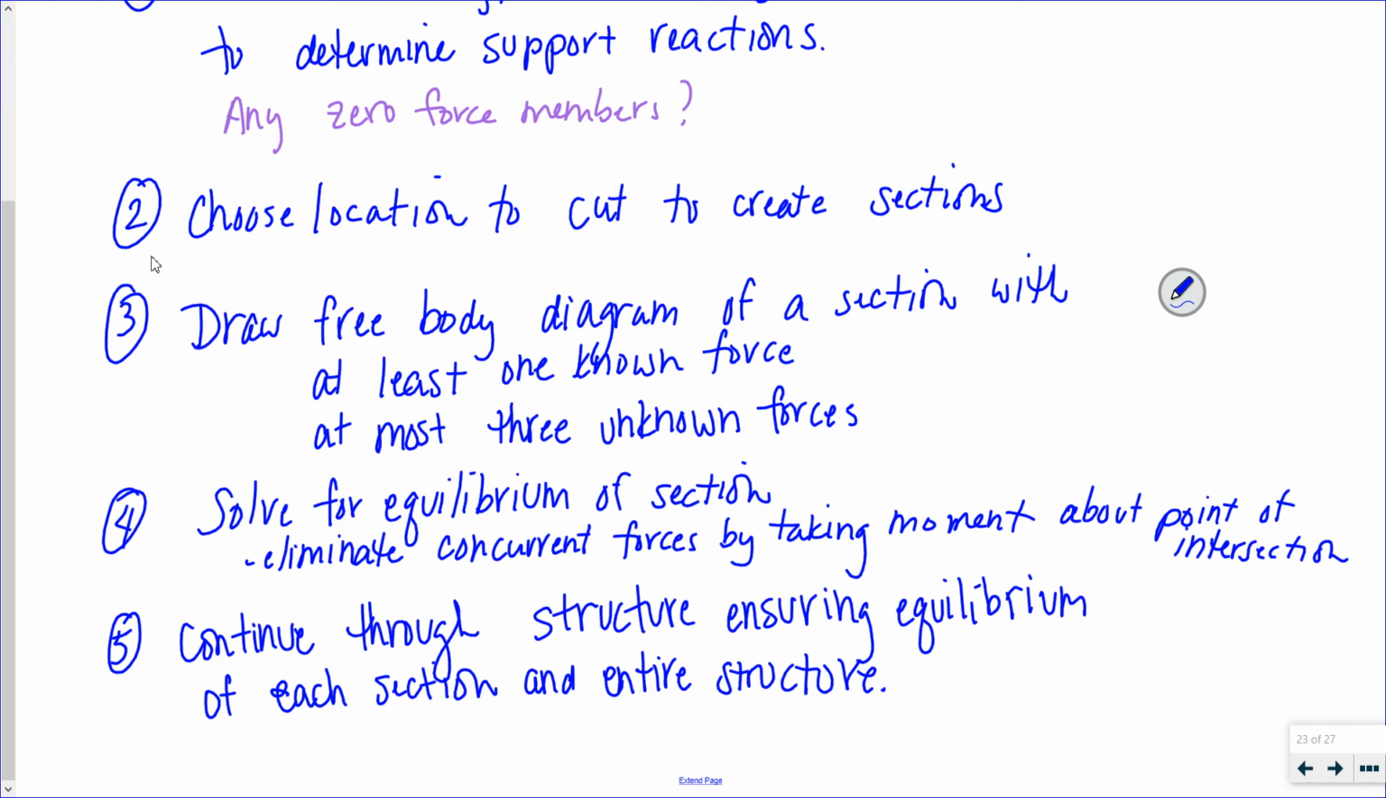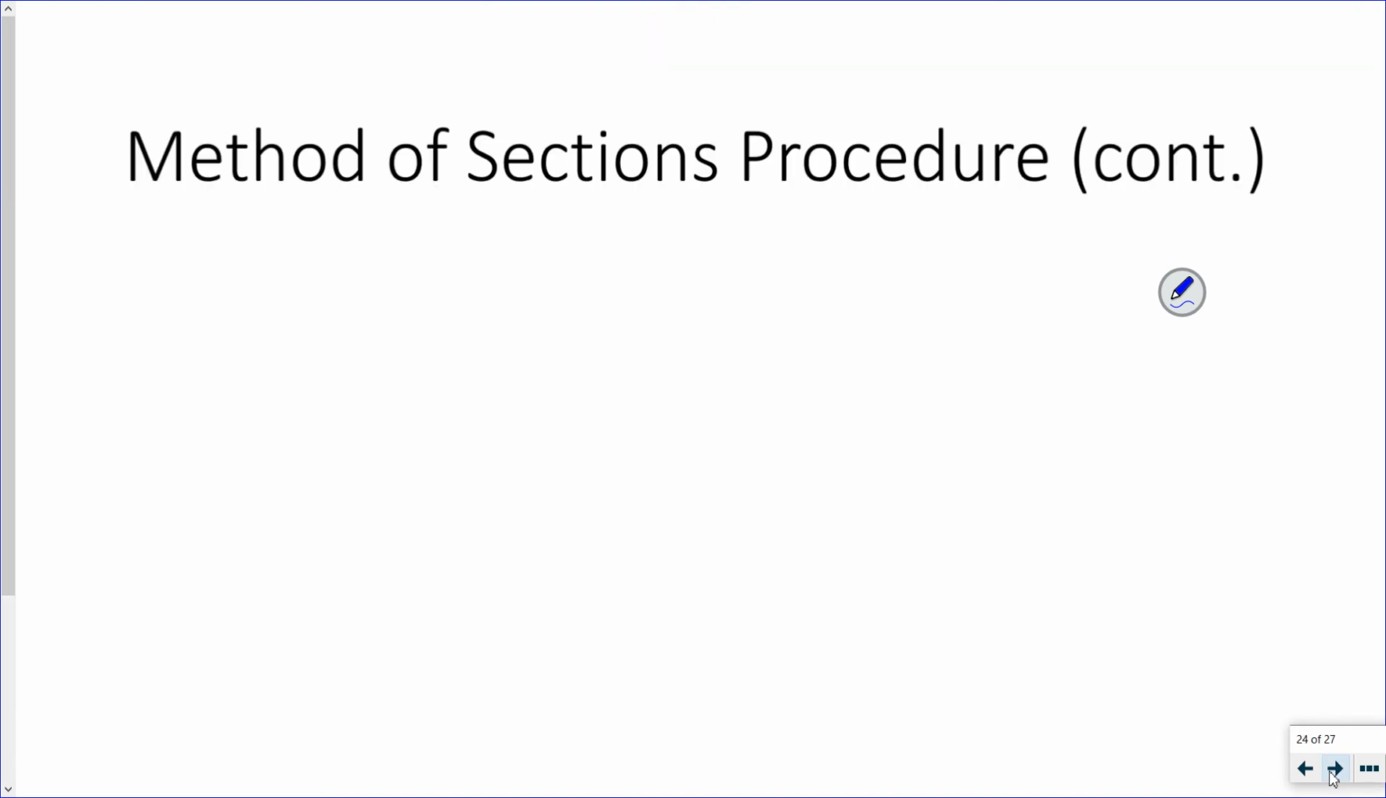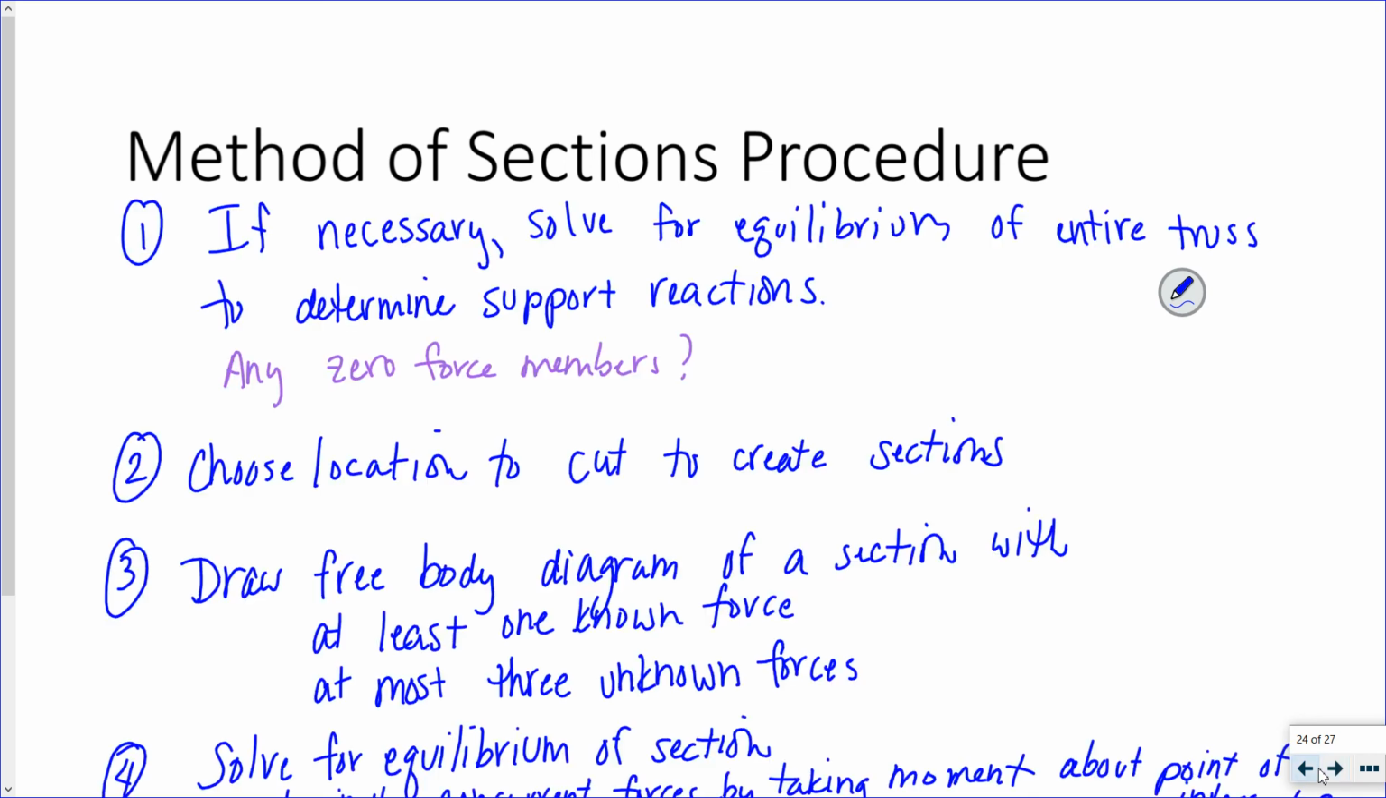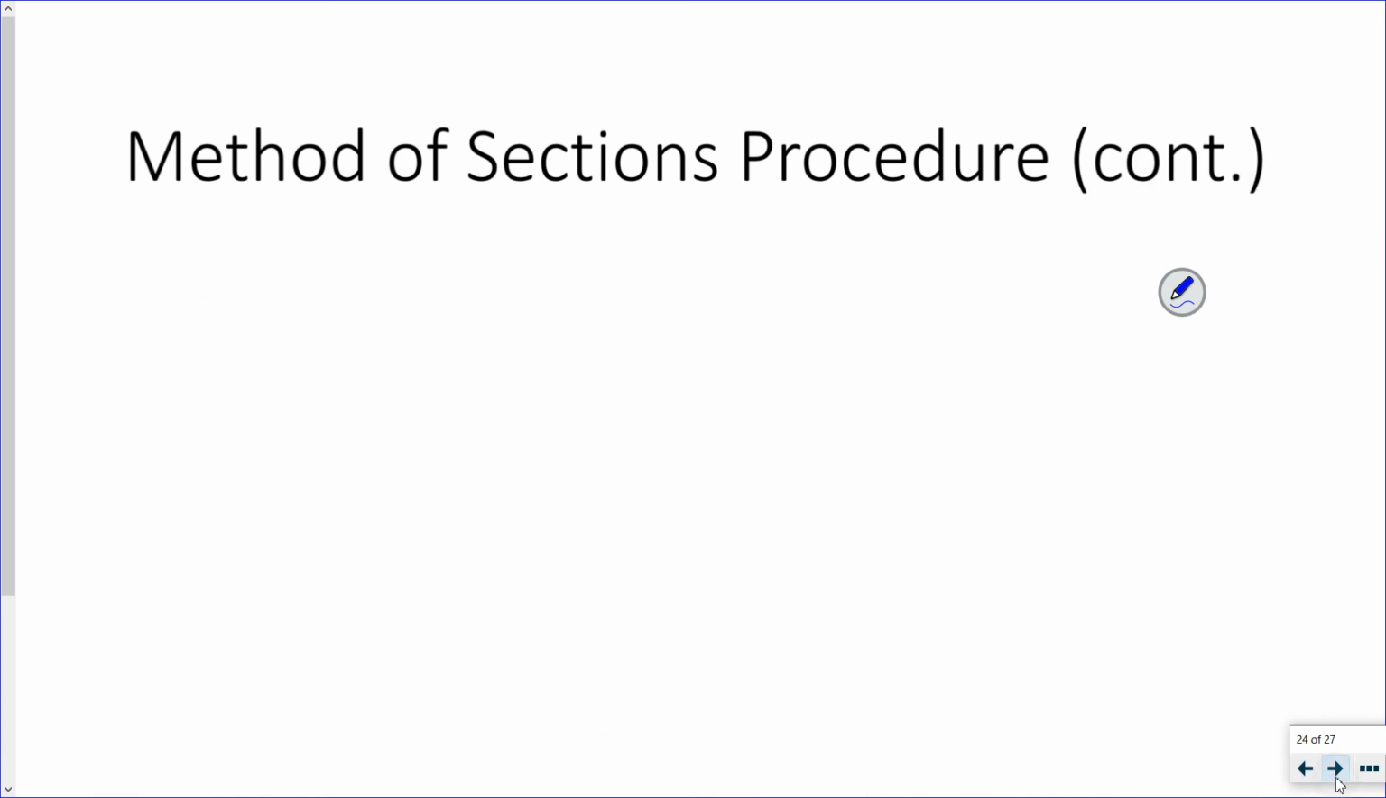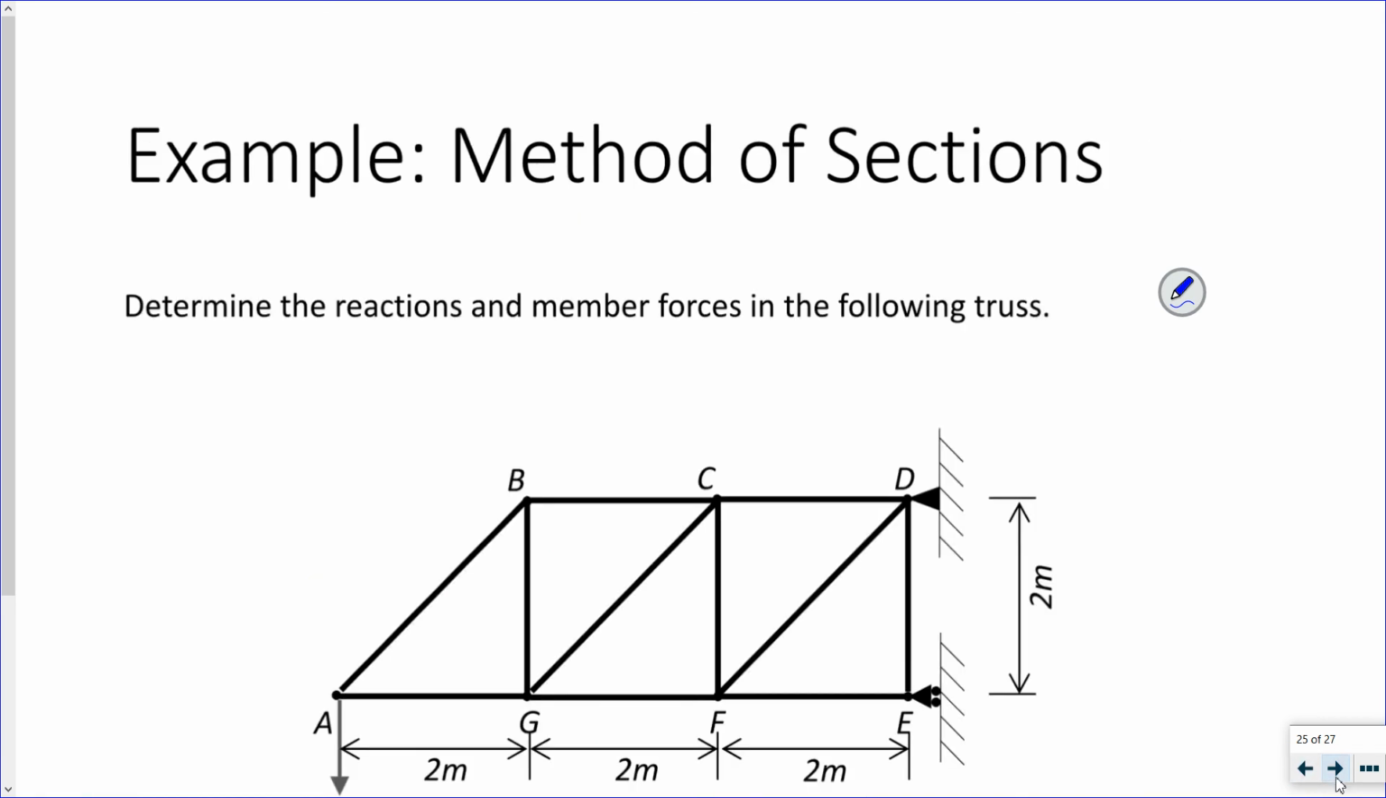So let's work through an example. Oh, continued. I thought I was going to write bigger. I didn't. That's why I ran out of space. Okay, here's an example for using the method of sections, right?